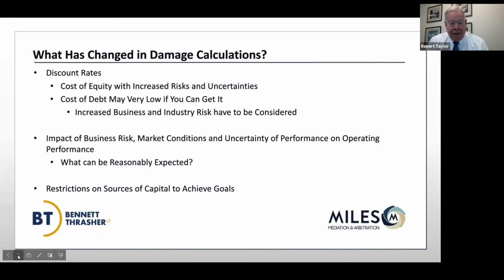A final factor of what may have changed is restrictions on sources of capital to achieve the goals. So if a company is growing, and this may be a rapidly growing company or even early stage, if damages are recoverable, what are the restrictions on the capital that existed at the time of measurement versus what they would be typically? So you have to look at that. So these are just three areas that I think we, in our work, in valuing companies, are spending a lot of time on considering, that certainly we considered them before, but more time is being spent today. Next slide, please.